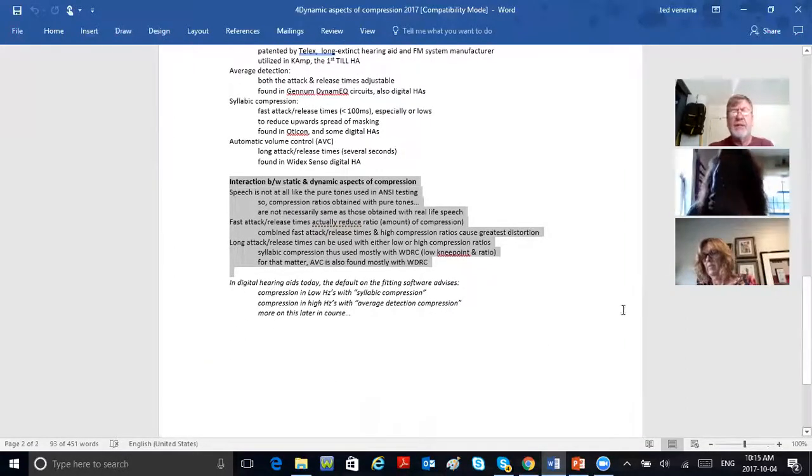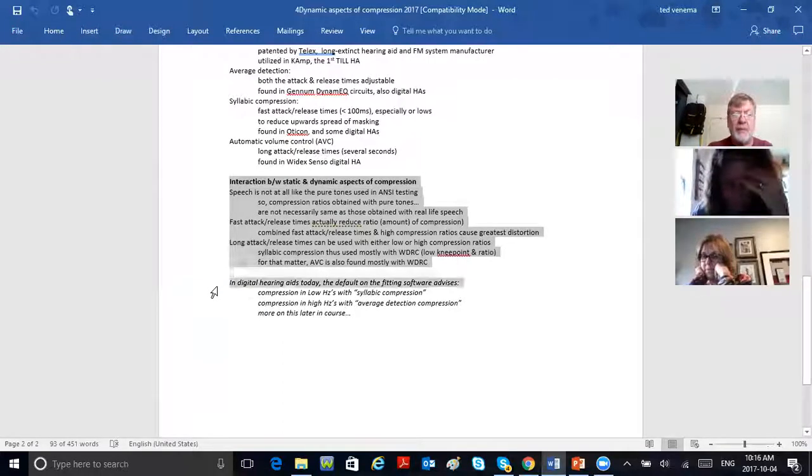Okay, don't worry. Speech is not at all like the pure tones used in ANSI testing. So the compression ratios obtained with pure tones are not necessarily those as obtained with real-life speech. Fast attack release times actually reduce the compression ratio. Long attack, and so on.